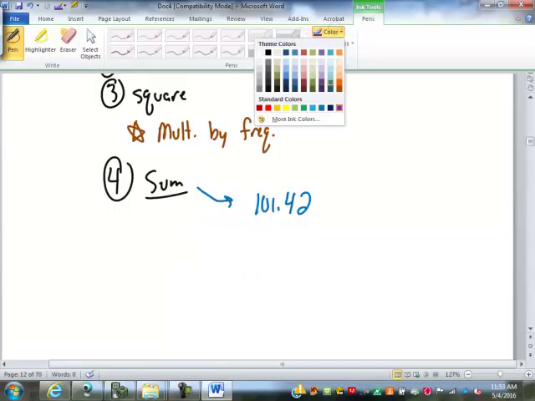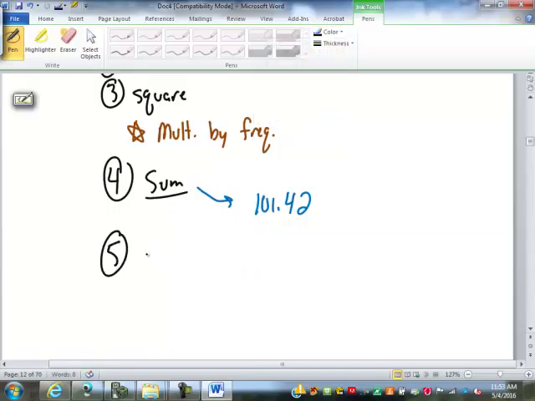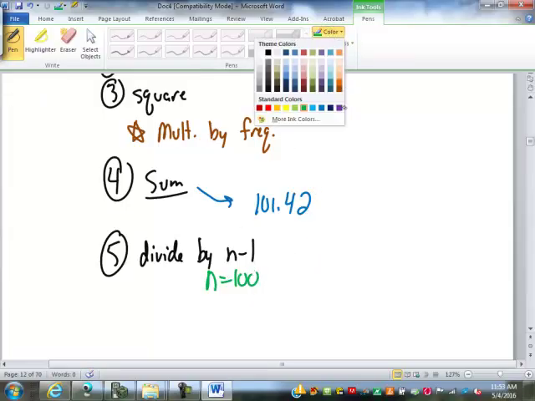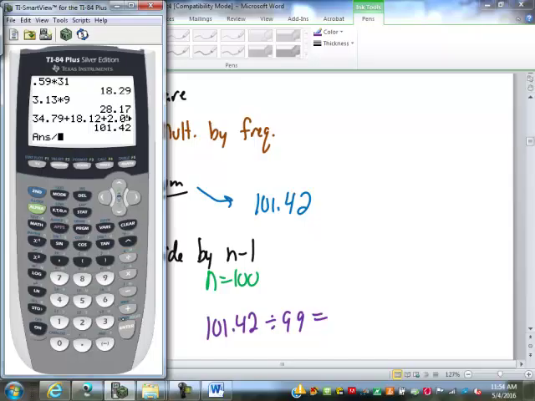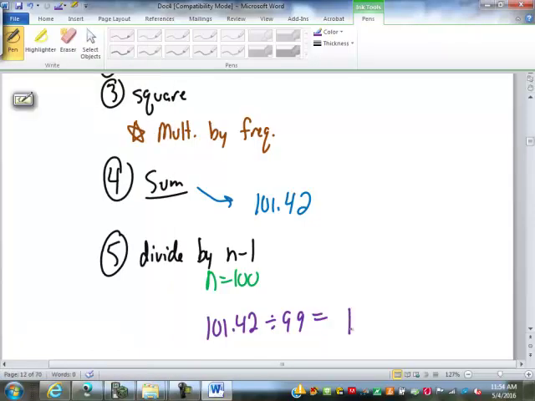So then step 5 is to divide by n minus 1. Well, in this case, n equals 100, so we're going to divide by 99. So 101.42 divided by 99 is 1.024. Now that would be the variance, as we noted in the last class.